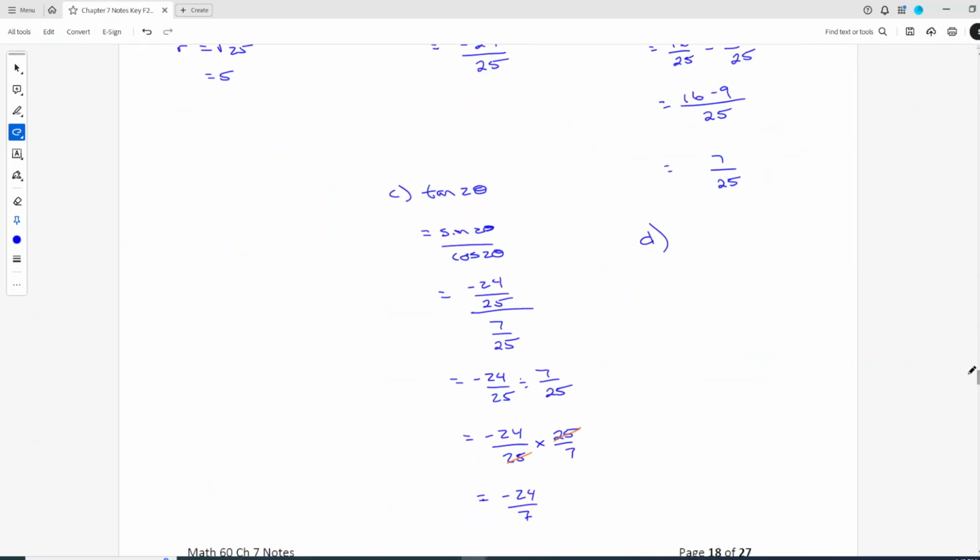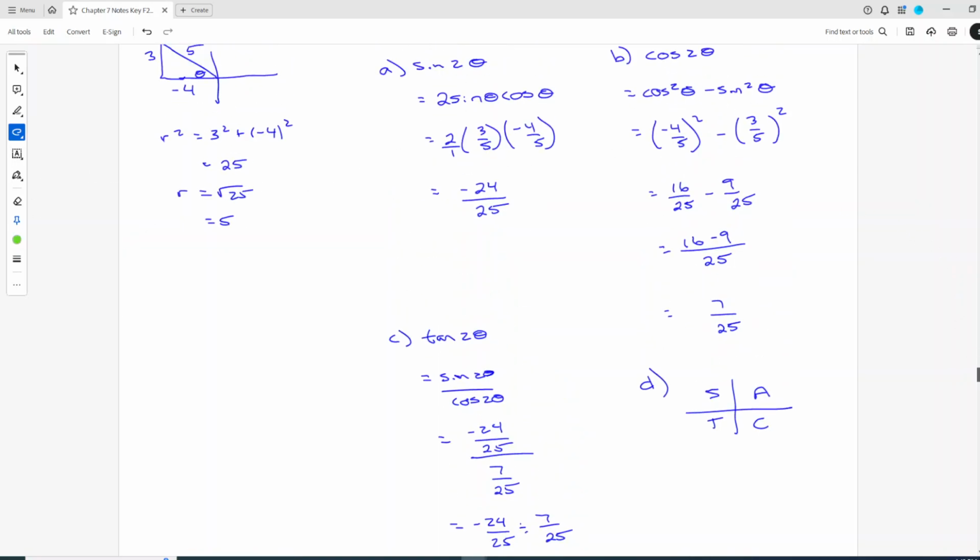Well, how can we tell? We're going to look at the cast rule. First thing we look at is that my sine 2 theta is negative, which tells me that it has to be in quadrant 3 or quadrant 4. Well, that doesn't help me. I already knew that. So let's look at the next piece of the puzzle. We know that cos 2 theta is positive. So that tells us that it has to be in quadrant 4 or quadrant 1.